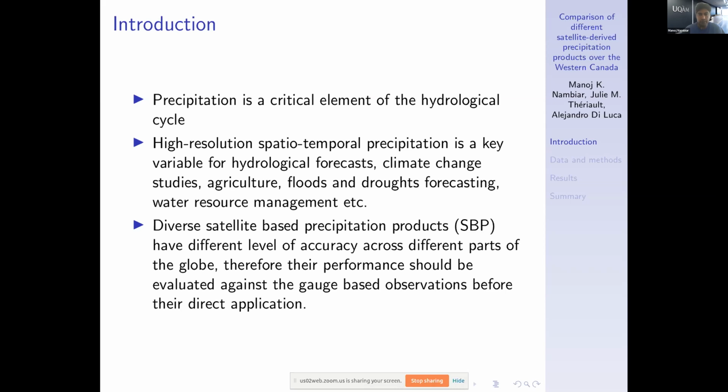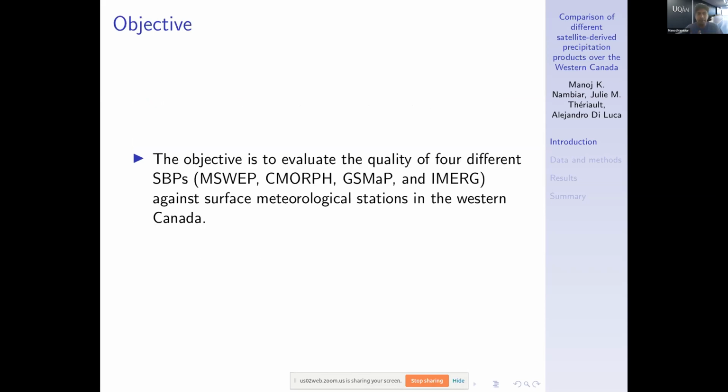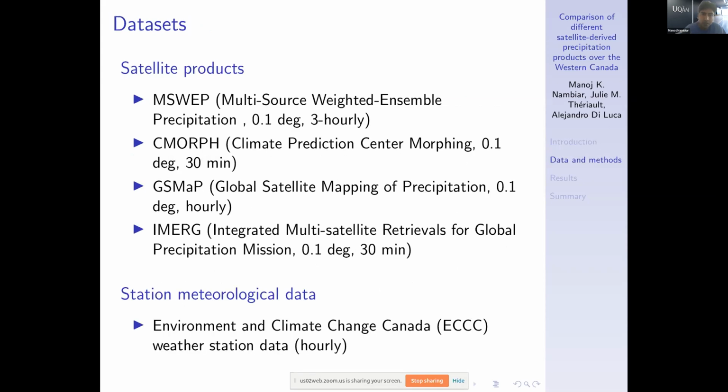So we will be testing different satellite-based precipitation products. They include MSWEP, CMORPH, GSMaP, and IMERG, against the surface meteorological stations from Environment and Climate Change Canada. These are the satellite products we are using. They are high-resolution products, all around 0.1 degree spatial resolution. MSWEP is 3-hourly in temporal resolution, CMORPH is 30 minutes, GSMaP is hourly, and IMERG is 30 minutes. The ground truth data we are using is the Environment and Climate Change Canada weather station network data, which are hourly.